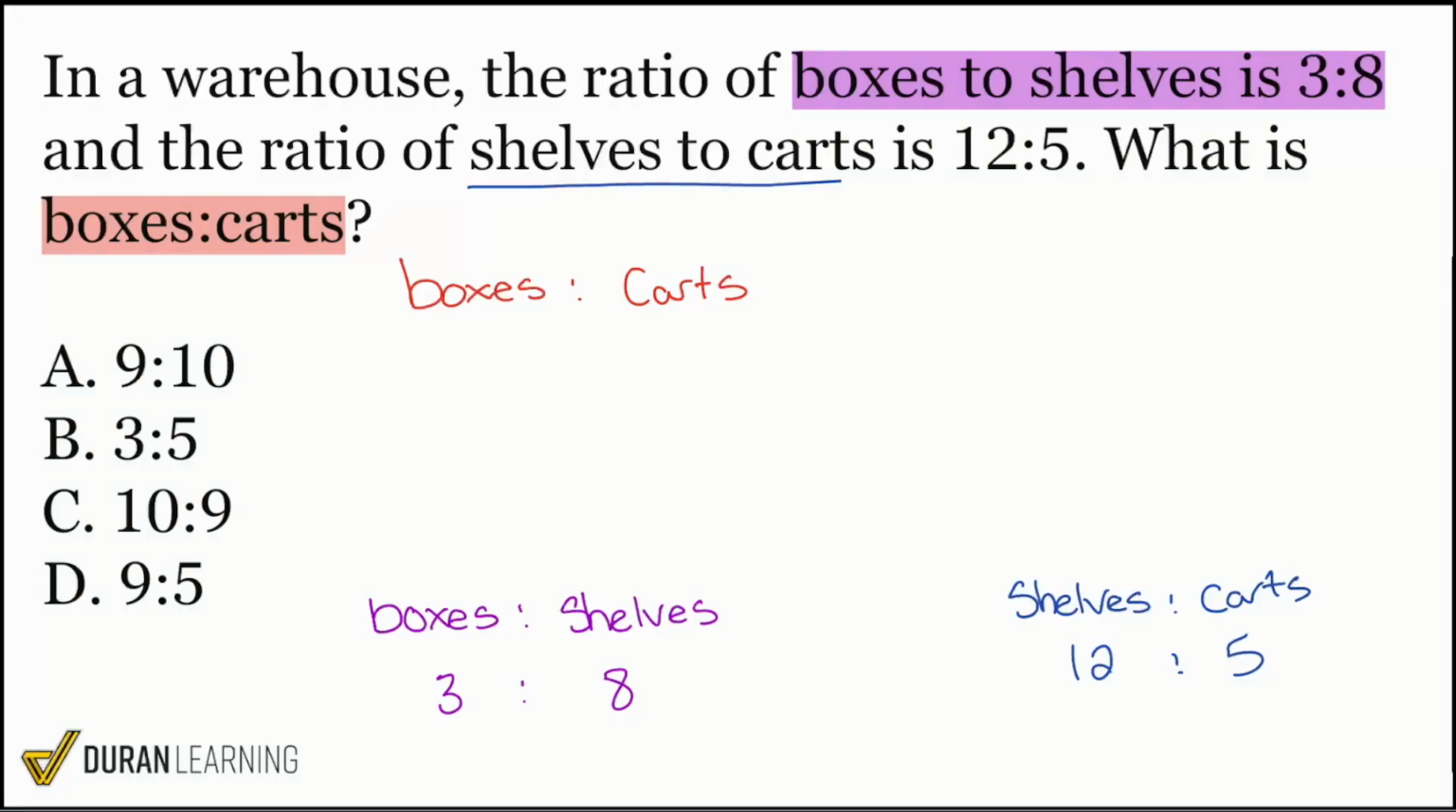Everybody, that's not the case here. We don't have the same value. This is 8 for shelves. This is 12 for shelves. We've got to get the same number. What can that number be? What can both 8 and 12 multiply up to get that comparison going?